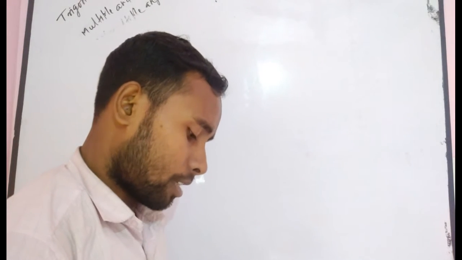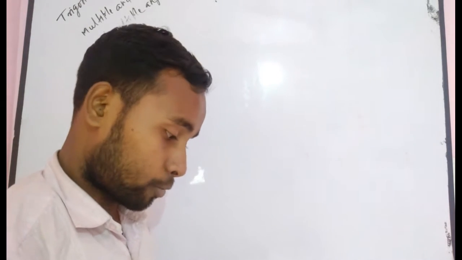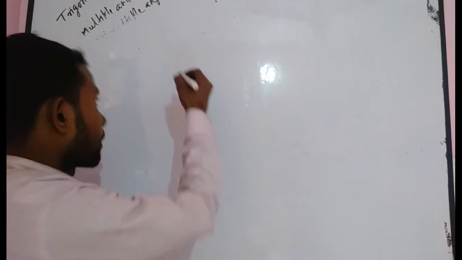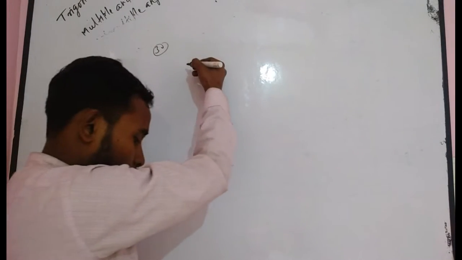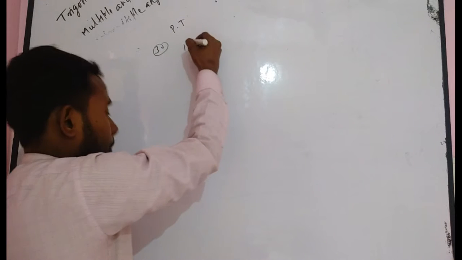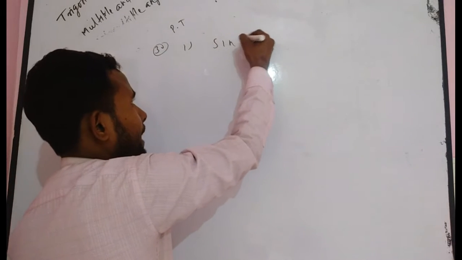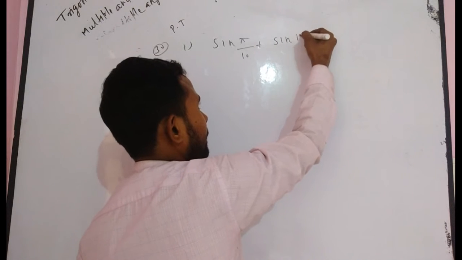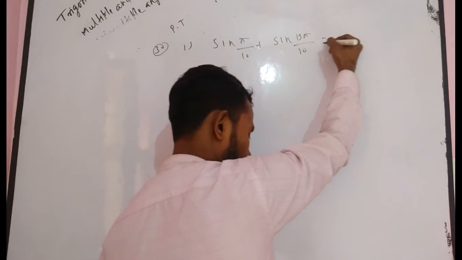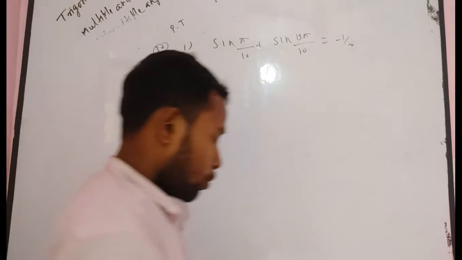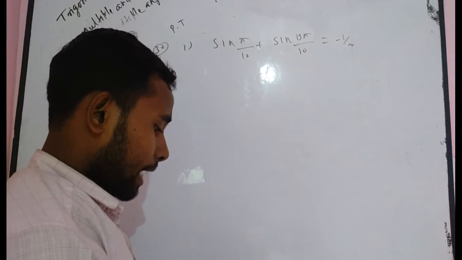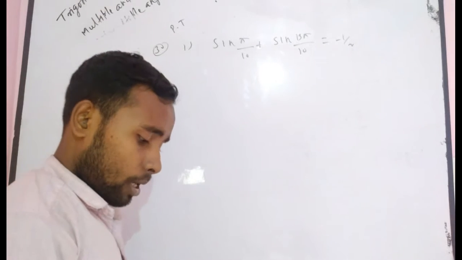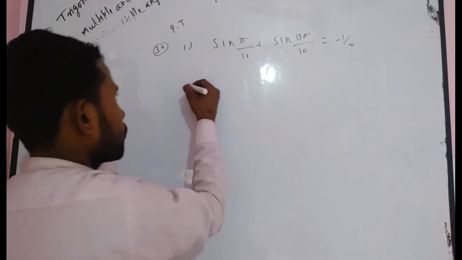In 30 there are 3 problems given for you. That will be 30. In this problem, prove that first will be sin pi by 10 plus sin 13 pi by 10 is equal to minus 1 by 2. You have to prove that sin pi by 10 plus sin 13 pi by 10 is equal to minus 1 by 2. How can you solve?